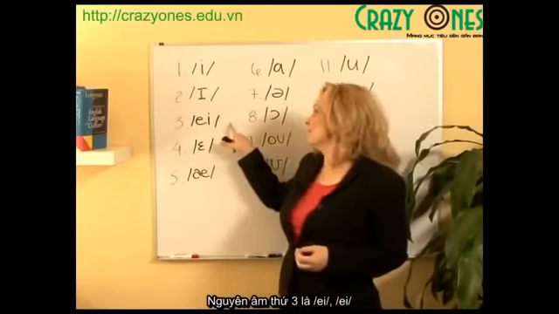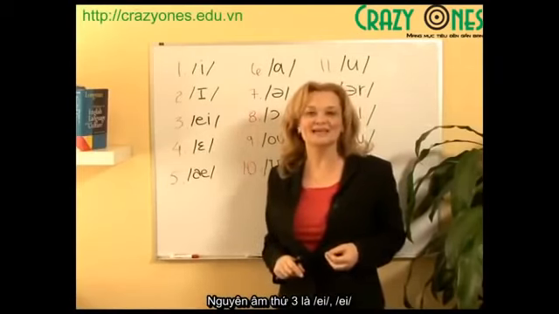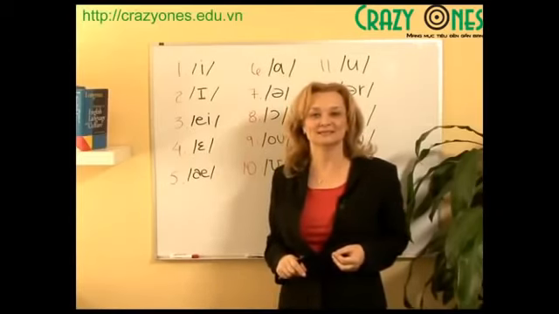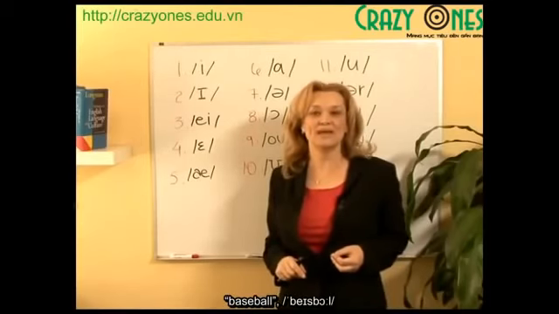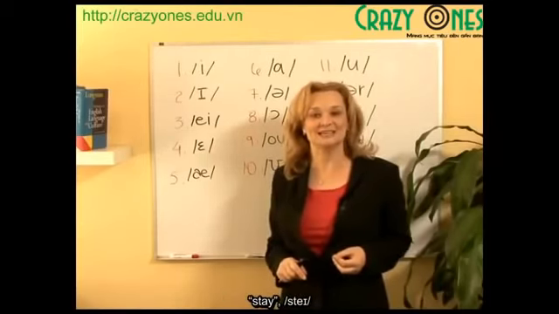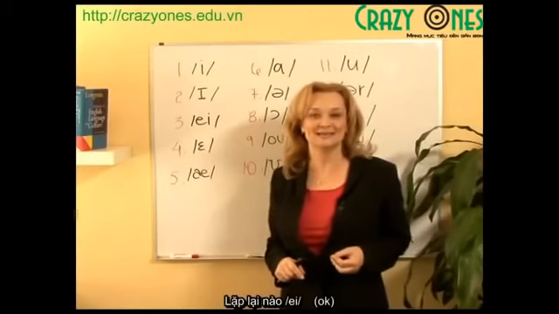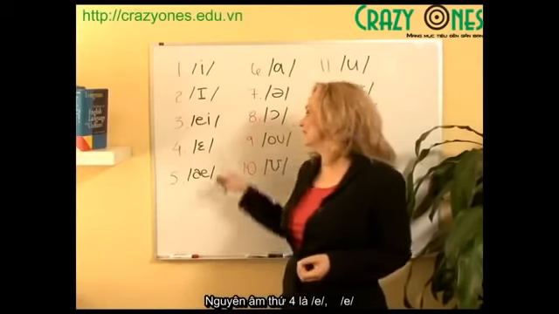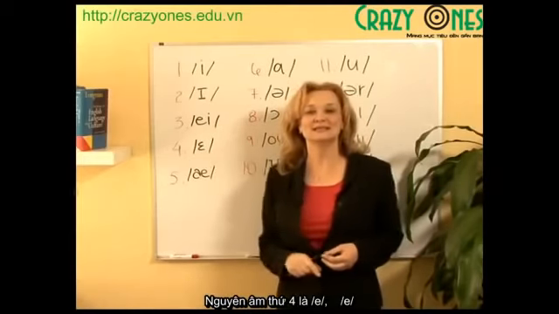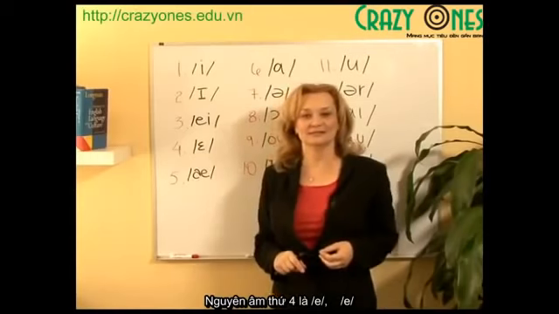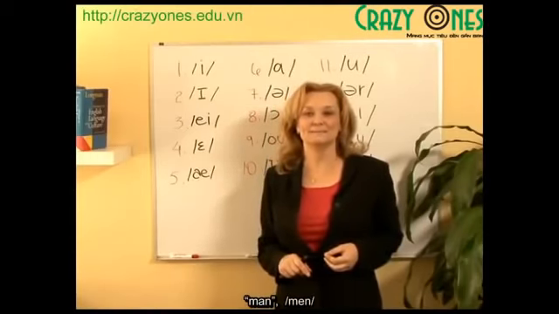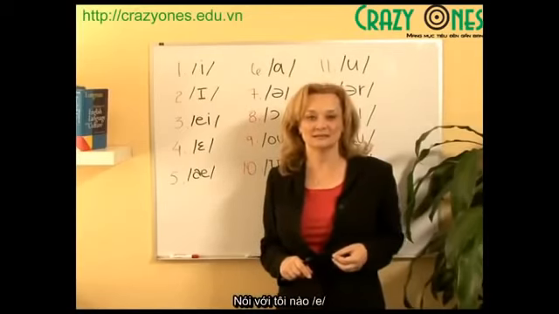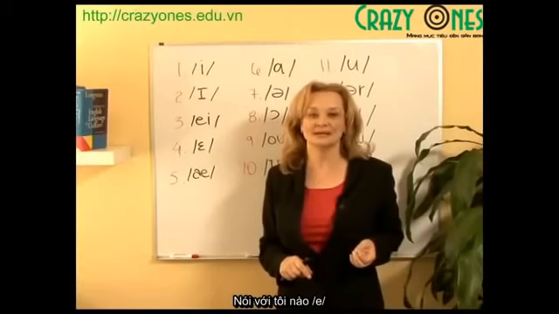Okay, vowel number 3 is A: late, gate, baseball, stay, okay. Let's say it again. A. Okay, vowel number 4 is E: bed, men, dress, friend. Say it with me. E.